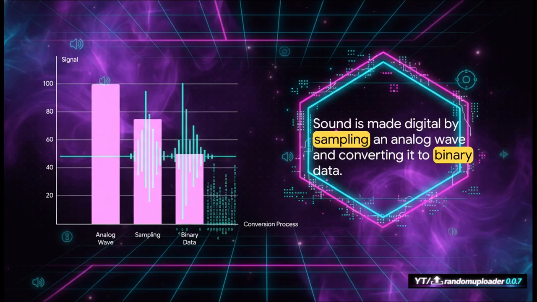To make it digital, a computer takes a sample. It measures the height of that wave thousands of times every second. Each one of those tiny measurements gets turned into a number, and that number gets stored as a byte. Then, to play it back, the computer just reads the numbers in order and it recreates the original sound.